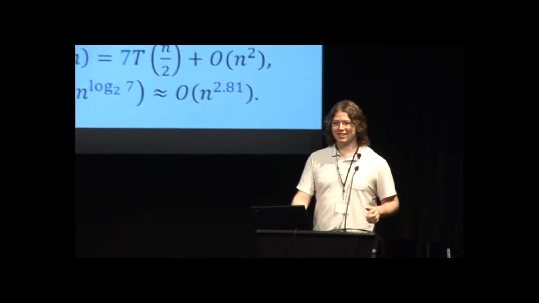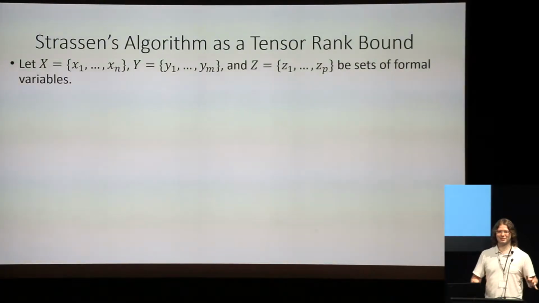So in order to generalize this to the more recent matrix multiplication algorithms, I'm going to rewrite it in a different way that has to do with a tensor rank bound. So I think probably a lot of you know what that means, but let me say it anyway. So for this talk, x, y, and z are going to be sets of formal variables. You can think of these as the blocks of the x, y, and z matrices.